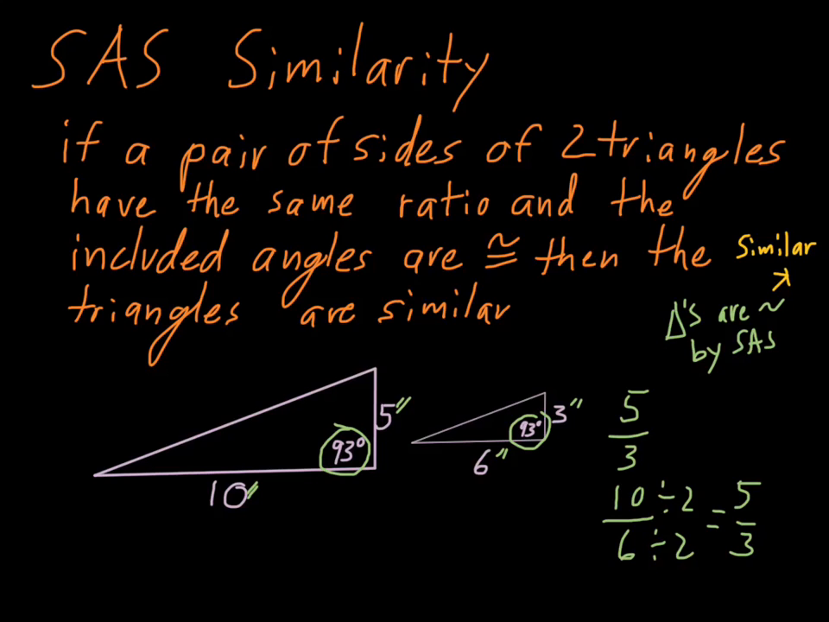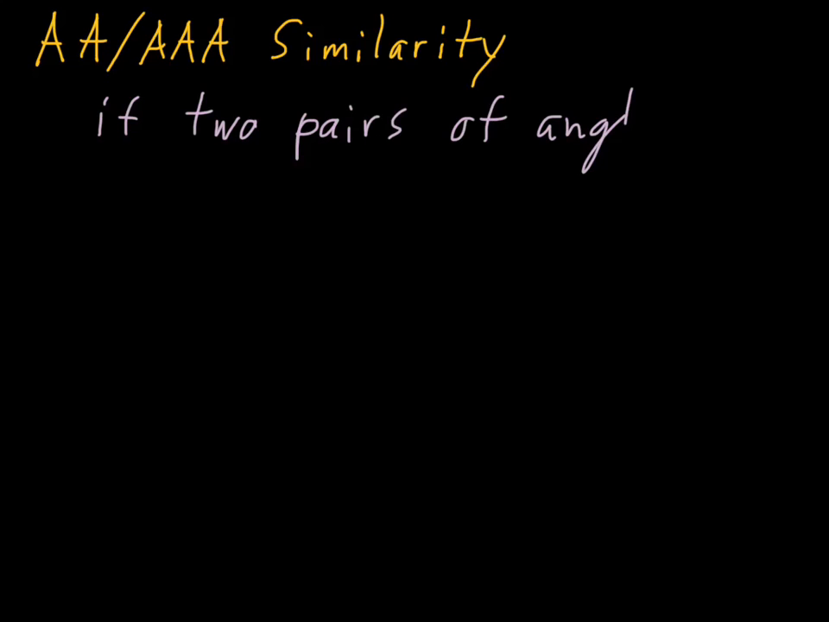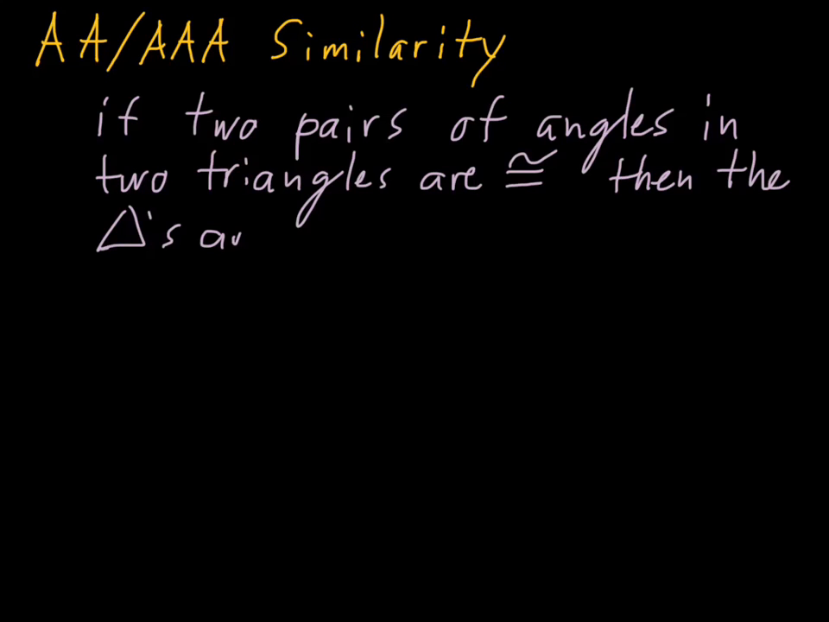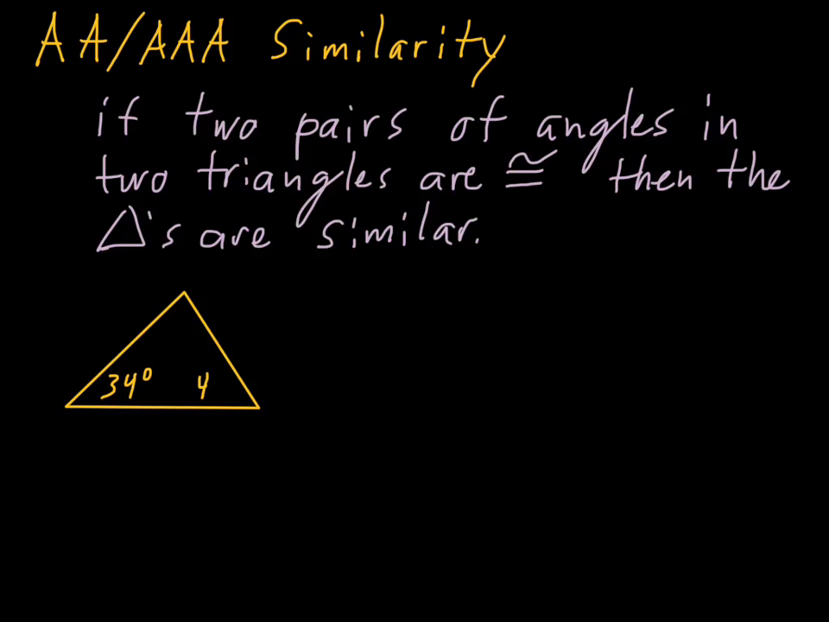Alrighty. The next thing we need to look at is angle, angle, also sometimes called angle, angle, angle similarity. Now this does not work for congruence whatsoever. There's no congruent equivalent for angle, angle, angle. But let me show you this for similarity. For similarity, if two pairs of angles in two triangles are congruent, then the triangles are similar.